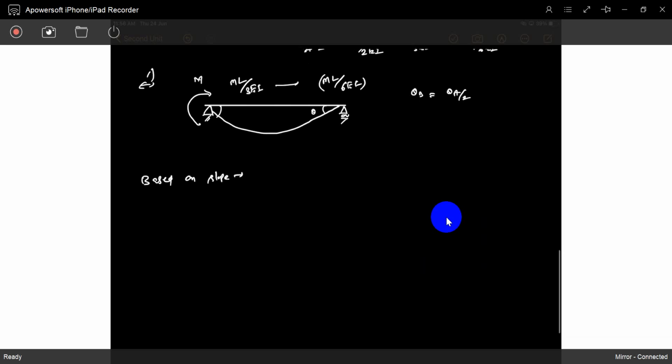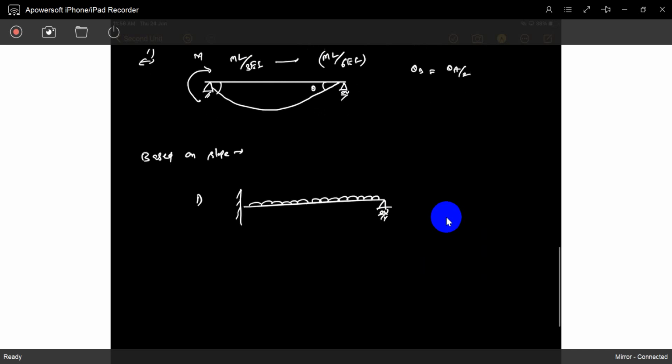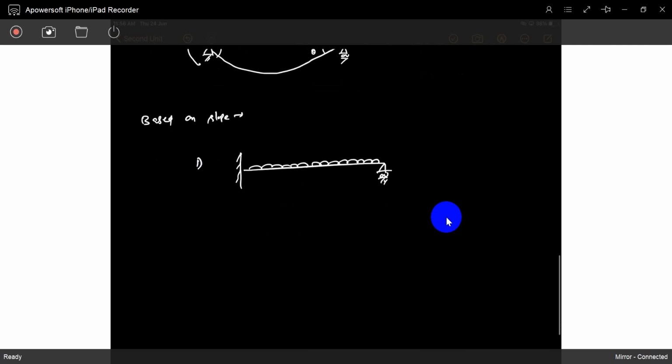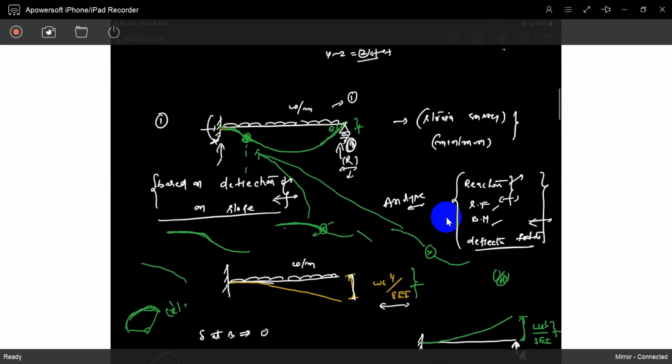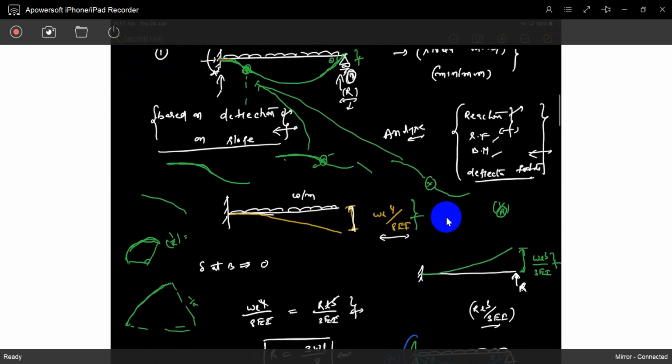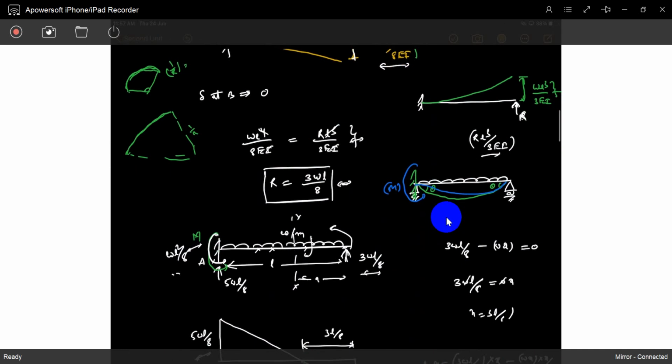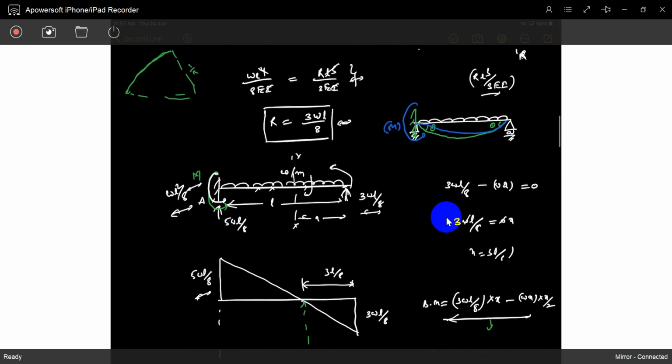See, first problem. We already know what the bending moment is here, and what the reaction is here. We solved it. Otherwise, go through the first topic. So this is the first problem. We solve it now based on this topic. Finally, what is the moment? It is WL square by 8. Already know, no? It is WL square by 8, and 3WL by 8.